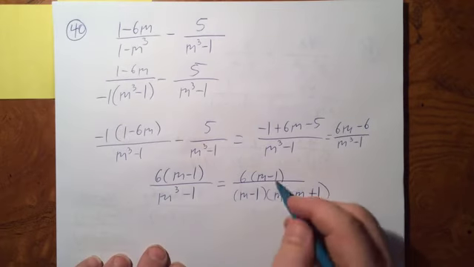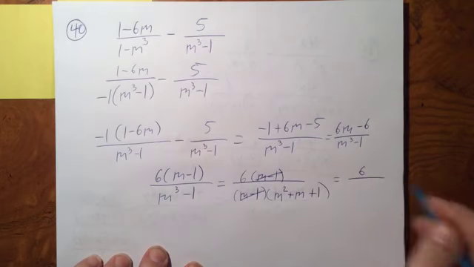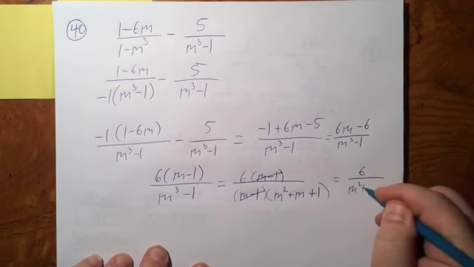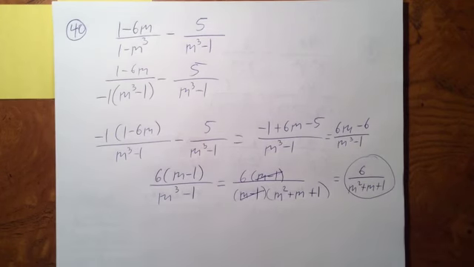But we'll notice here that the common factors of m minus 1 are going to reduce, leaving us with a final answer in reduced form of 6 over m squared plus m plus 1. We now have our answer in lowest terms in reduced form.